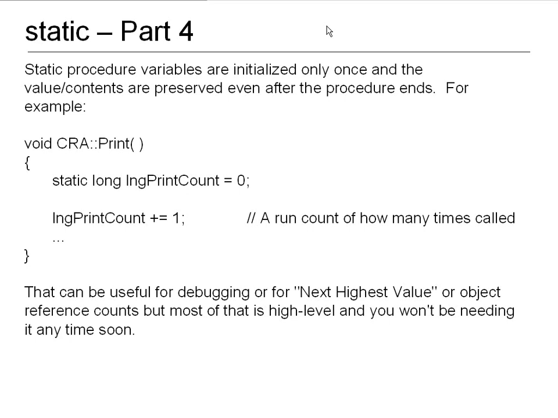Now static procedure variables are initialized only once, and the value and the contents are preserved even after the procedure ends. So for example, this is inside a class, and this is a local procedure variable to that class. If you make that variable static, it's going to be initialized once and only once, and it will maintain its value even after the procedure ends. So if it's called multiple times, print count is going to keep incrementing, getting higher and higher. Now I believe, I haven't actually used this, I believe that is private to that instance.